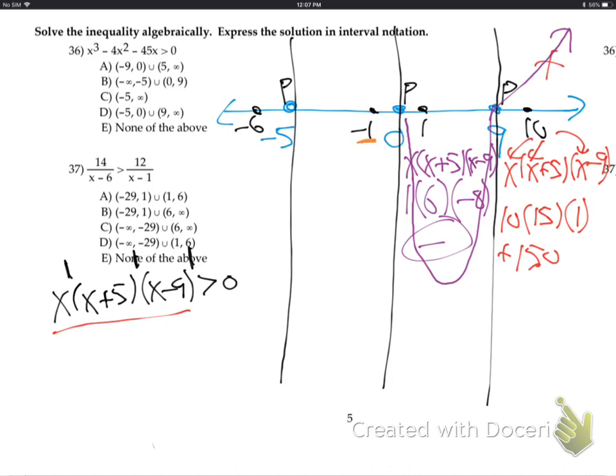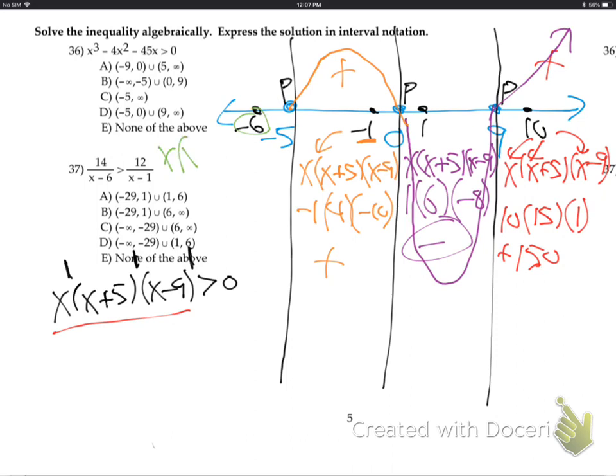Plug in -1. So into x plus 5, x minus 9. So -1 times 4 times -10. 2 negatives? Positive. So the graph is up here. It's positive. Which we could know because it passes through those dots. It doesn't bounce, huh? Finally, let's check the left side. And this is going to be -6 into x plus 5, x minus 9. Plug in -6. We'll get -6, -1, -15. 3 negatives, negative. Graph's going down.